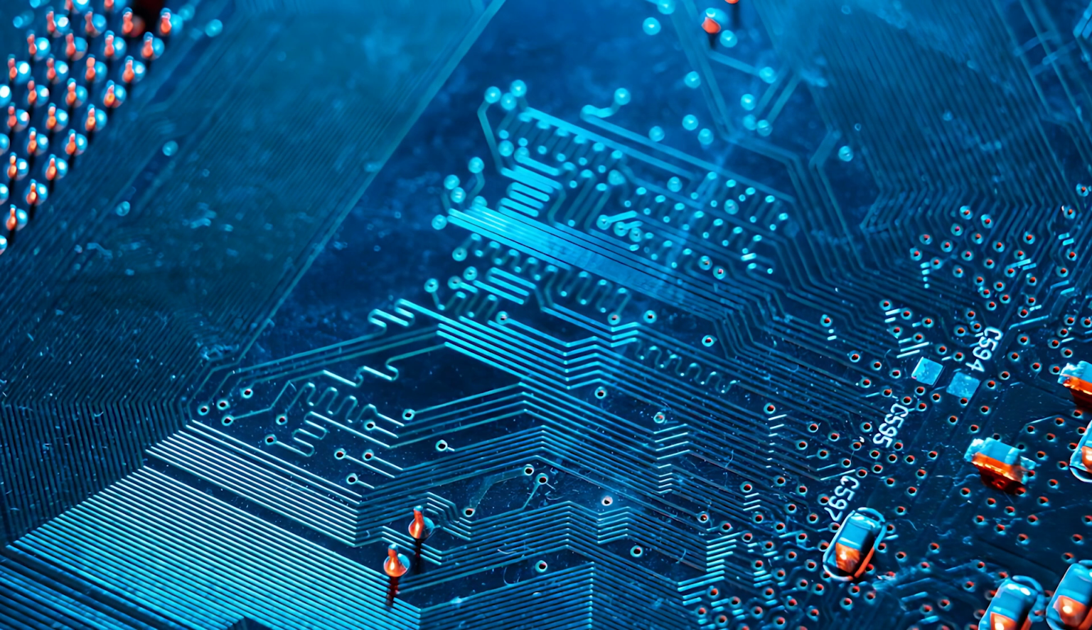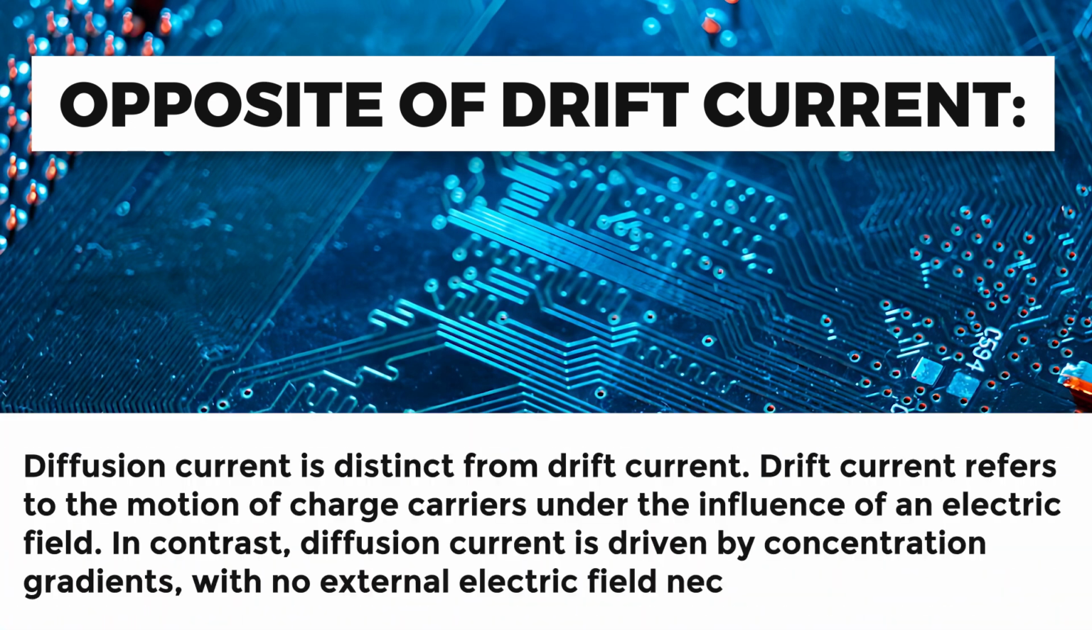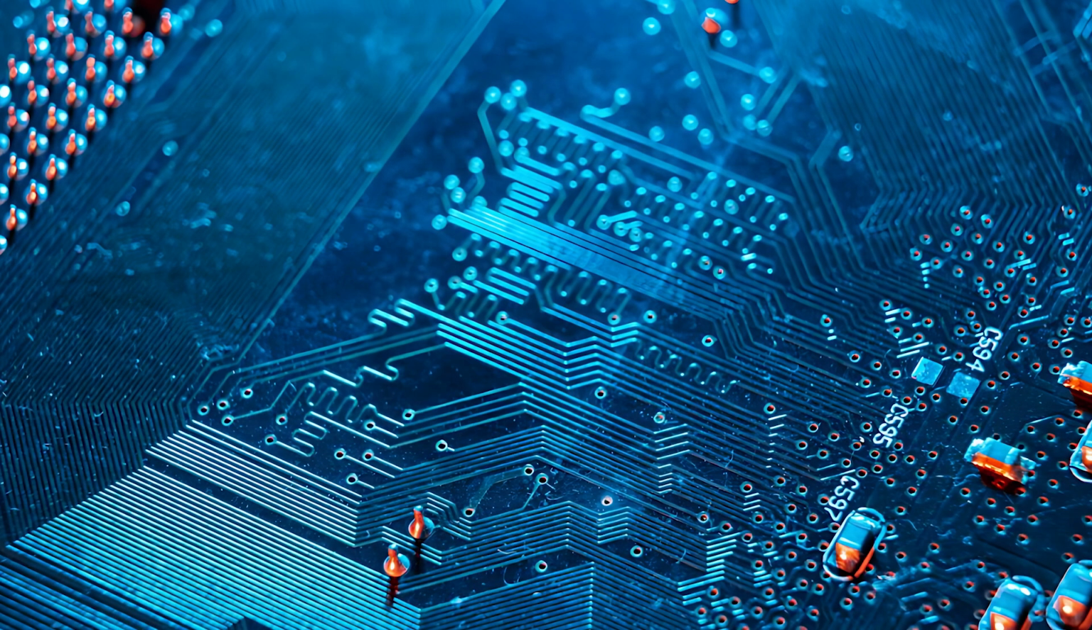Sixth one is the opposite of the drift current. Diffusion current is distinct from the drift current. That means it is the opposite current of the drift current. Drift current refers to the motion of the charge carriers under the influence of an electric field. In contrast, diffusion current is driven by the concentration gradient with no external electric field necessary.